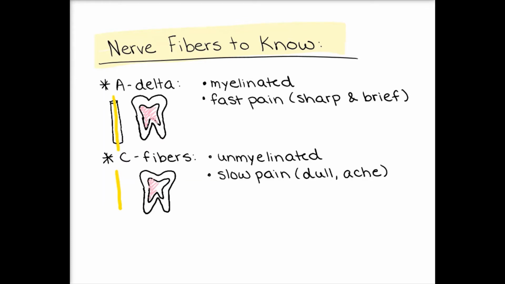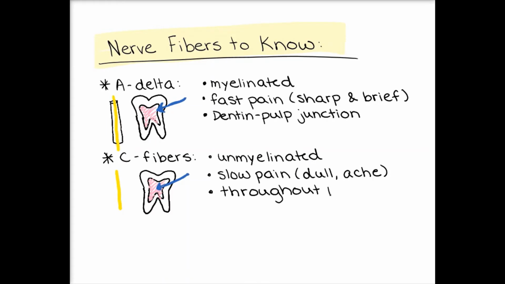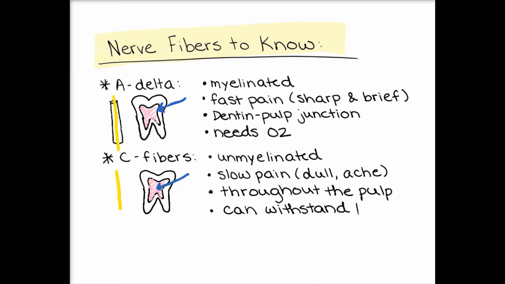A delta fibers are going to be located in the area of the dentin-pulpal junction, that's right here, while C fibers are located throughout the pulp. Thus, if a patient is complaining of a dull pain, it's likely that they're experiencing inflammation within the pulp. Next, we want to note that A delta fibers need oxygen, while C fibers can withstand hypoxia.